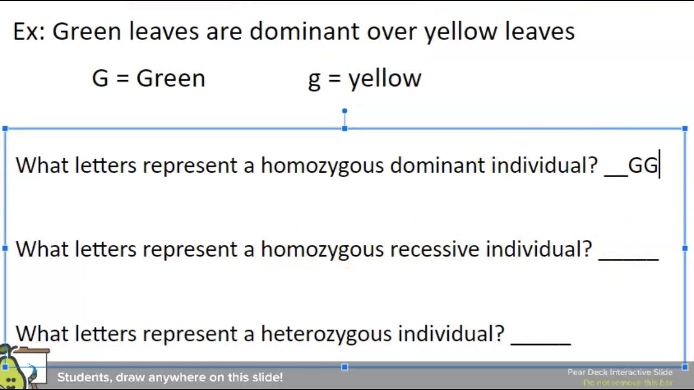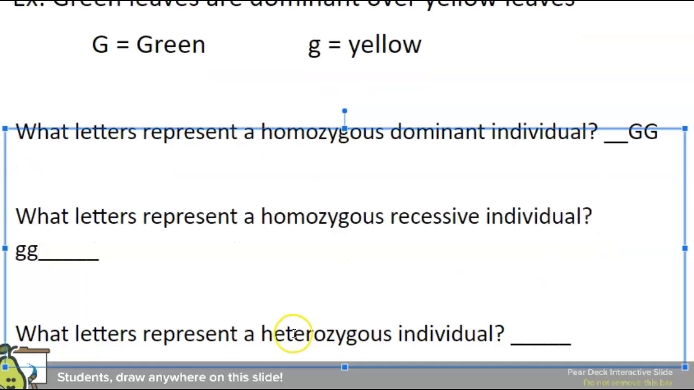Homozygous recessive individual. Homozygous means two of the same and recessive, so this would be little g, little g.